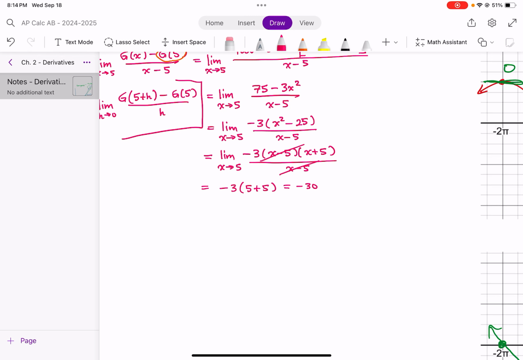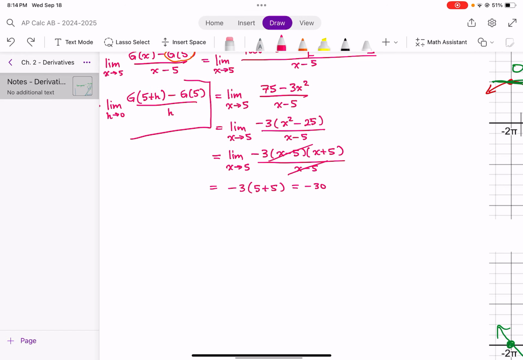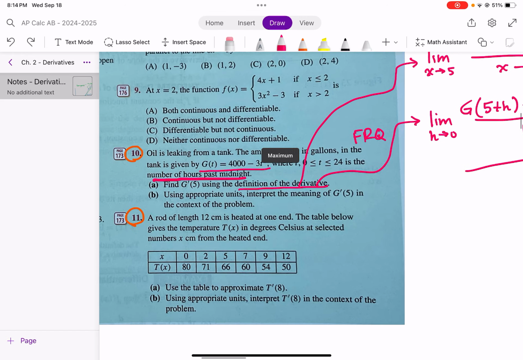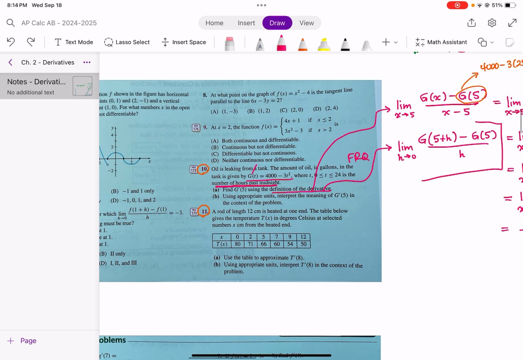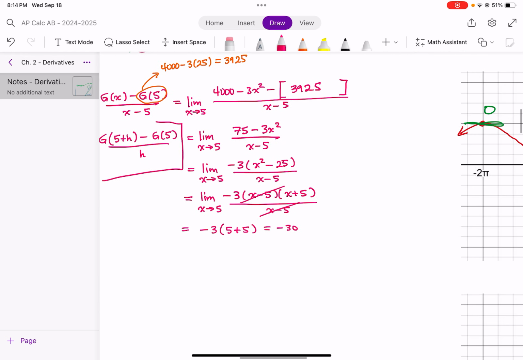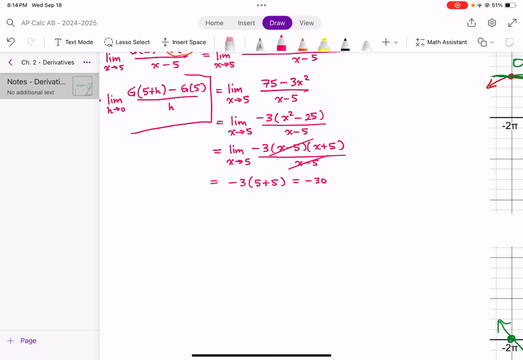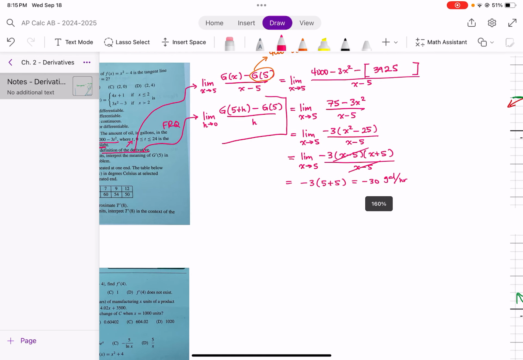So because this is a real world problem, we have to have units. I guarantee you they have a point allocated for units here. So what are the units? Remember, the derivative is a rate of change, right? So if we're talking about gallons and we're talking about hours, the derivative, the rate of change of this thing would be gallons per hour. Okay, cool. So this answer to part A.